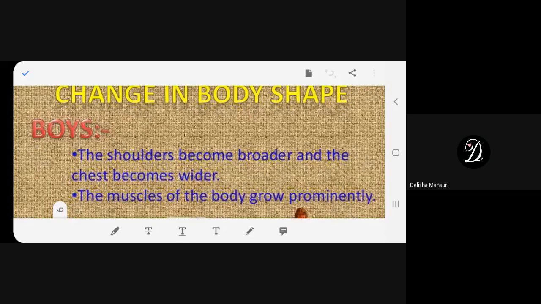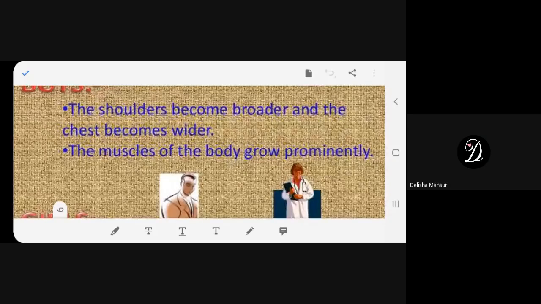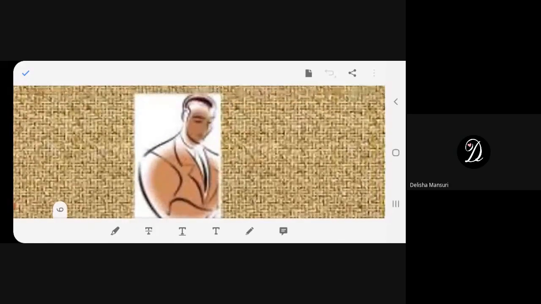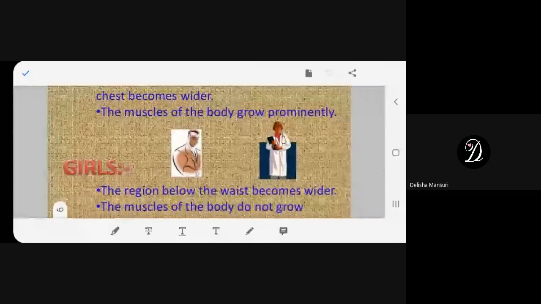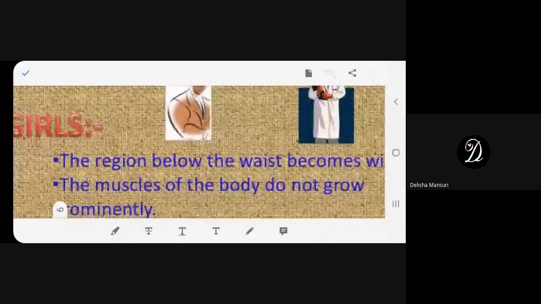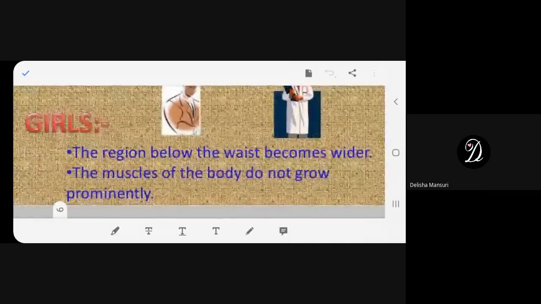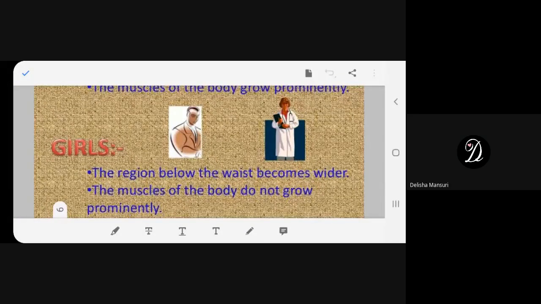Change in body shape. Boys, the shoulders become broader and the chest becomes wider. The muscles of the body grow prominently. So this is boys becoming a man. They become muscular. Now girls, the region below the waist becomes wider. The muscles of the body do not grow prominently. So the girls, like you people, you will have flesh. You will not have muscles because it doesn't grow much as compared to boys.